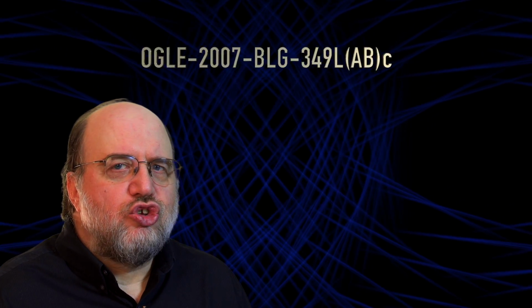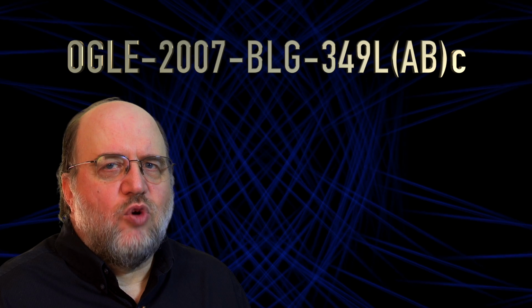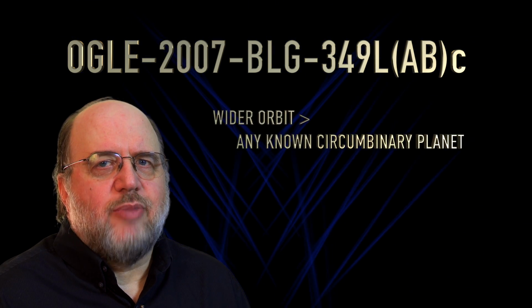These stars have lower masses than any known circumbinary planet host stars, and our newly discovered planet, OGLE-2007-BLG-349L-ABC, has a wider orbit than any known circumbinary planet. This provides just a hint of the prospects that the microlensing method holds in finding types of planets that are undetectable by other methods.